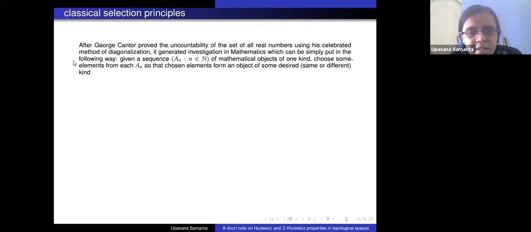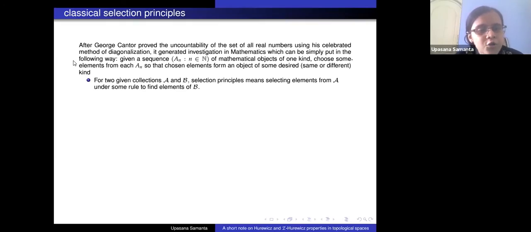After Georg Cantor proved the uncountability of the set of all real numbers using his celebrated method of diagonalization, it generated investigation in mathematics which can be simply put in the following way. Given a sequence of mathematical objects of one kind, choose some elements from each one so that the chosen elements form an object of some desired kind. For two given collections A and B, selection principles means selecting elements from A under some rule to find elements of B.